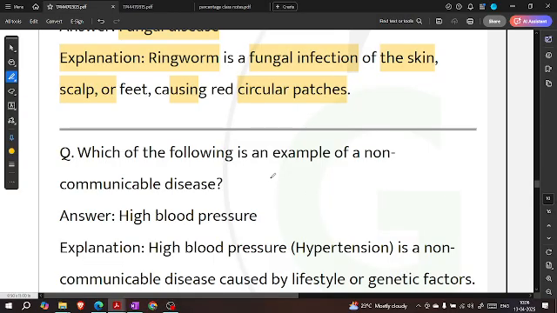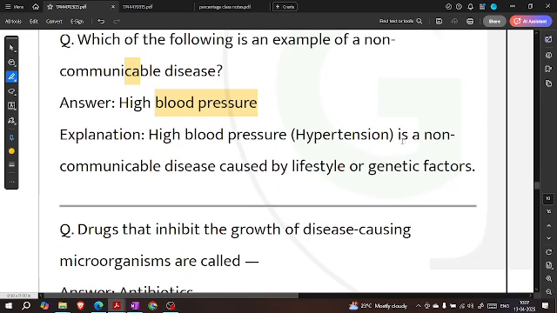Which of the following is an example of a non-communicable disease? High blood pressure. High blood pressure, hypertension. Hypertension is a non-communicable disease caused by lifestyle or genetic factors.